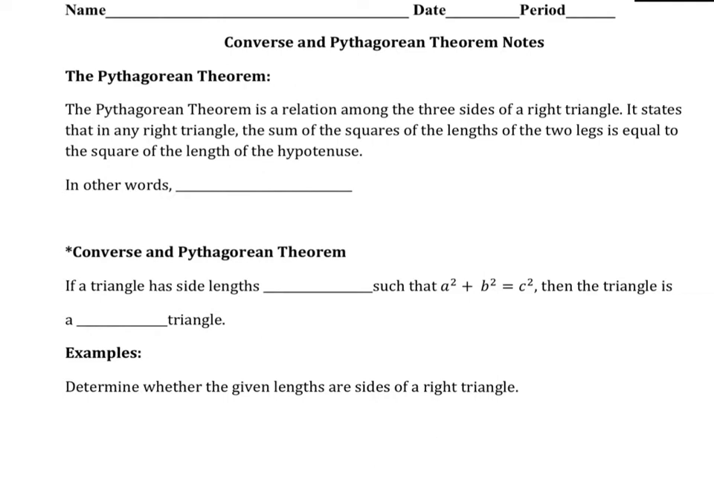So the Pythagorean theorem is a relation among the three sides of a right triangle. It states that in any right triangle, the sum of the squares of the lengths of the two legs is equal to the square of the length of the hypotenuse. In other words, it's our formula, a squared plus b squared equals c squared. And if you recall, a and b are our legs, and c is the hypotenuse.